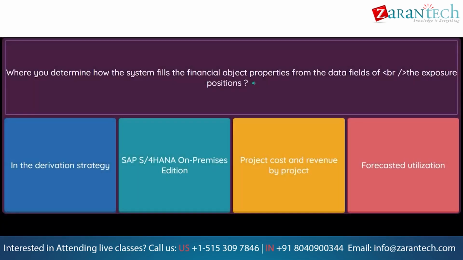Question: where you determine how the system fills the financial object properties from the data fields of the exposure positions. Option 1 in the derivation strategy. Option 2 SAP S/4HANA on-premises edition. Option 3 project cost and revenue by project. Option 4 forecasted utilization.